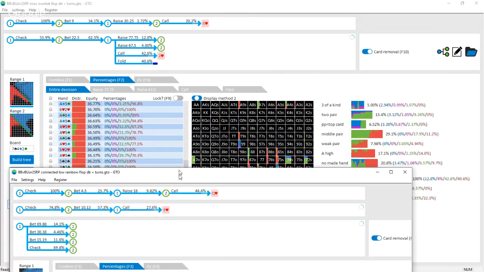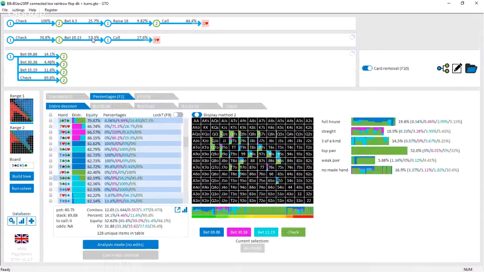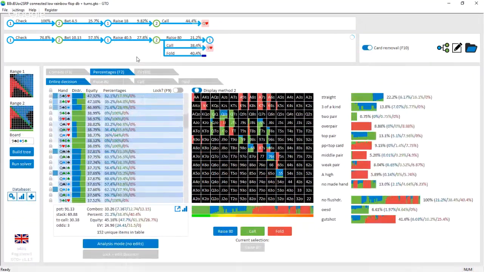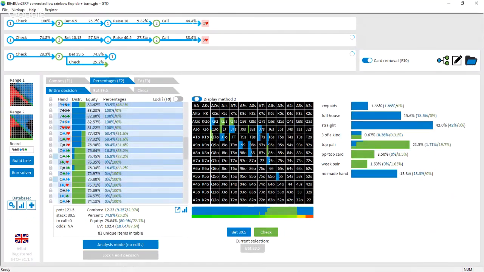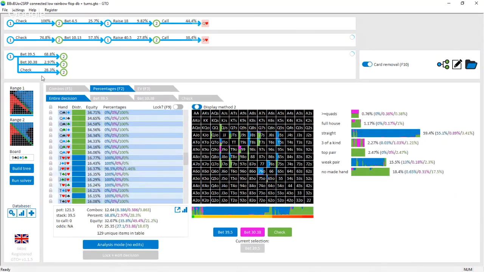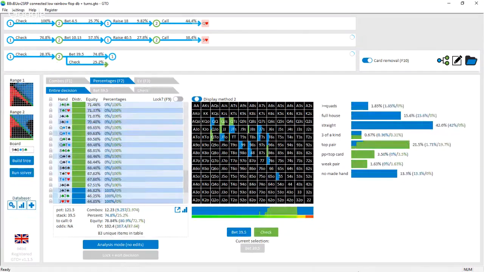Okay, so let's have a look at a spot where it wouldn't apply. So let's say we've got this check raise, and here the pot is 121 and the stack is 39. So the SPR is like a third. It doesn't apply. When the SPR is very, very low, the out of position player should just be betting all their strong hands, all in basically. And so when they check, their range is very, very weak, and so you're just going to be betting into that with almost everything.